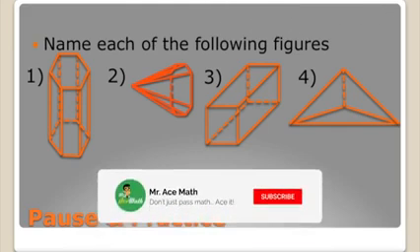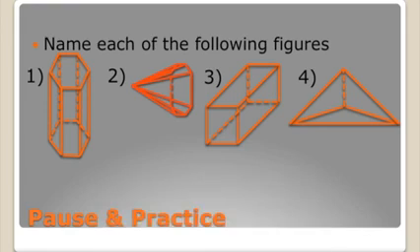Okay, like we said before, when it comes to naming prisms and pyramids, we simply just have to look at the base. Now, if you look at this base, it has 1, 2, 3, 4, 5, 6 sides. Since it has 6 sides, this is a hexagonal prism. It's a prism because we see 2 bases that are exactly the same shape. One base over here and the same exact base over here.